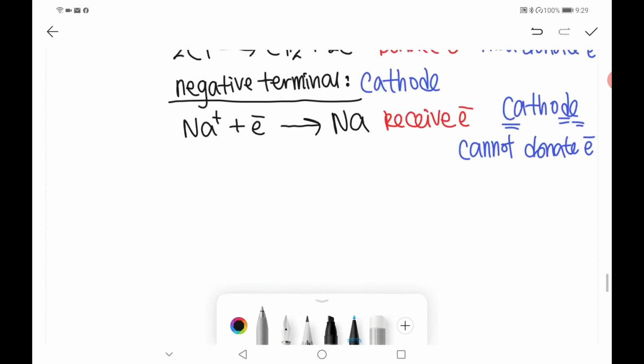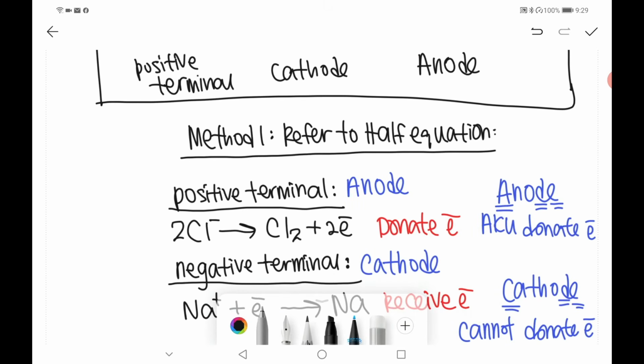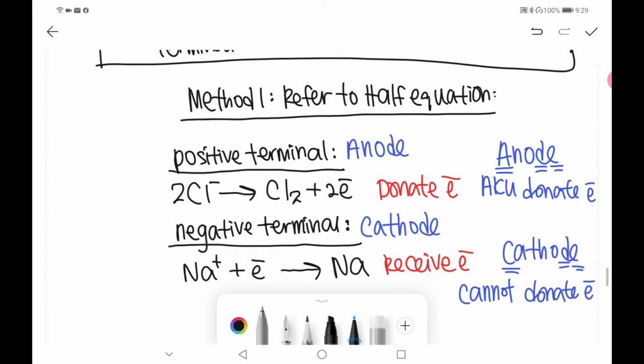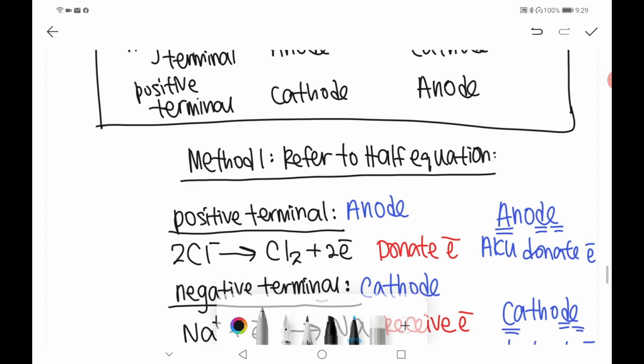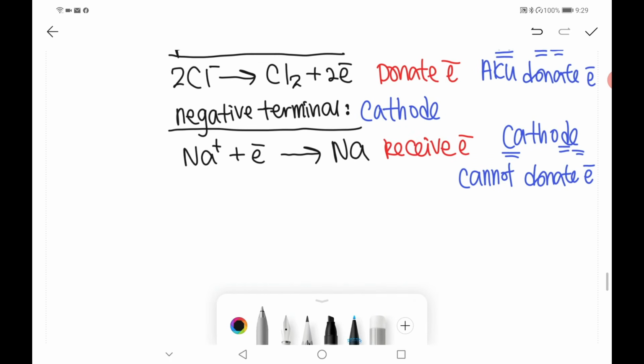So this is method number 1: refer to the half equation. If you don't want to use method number 1, we can also go for method number 2. For method number 2, I will teach you a very simple shortcut.